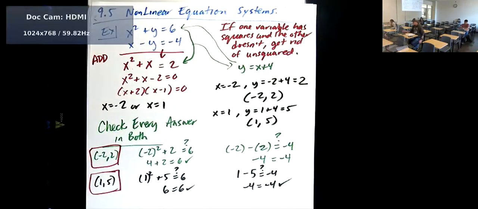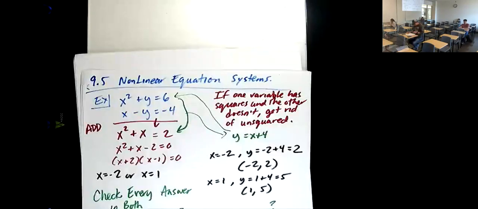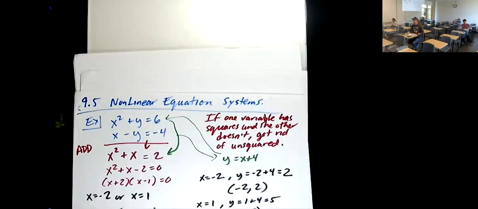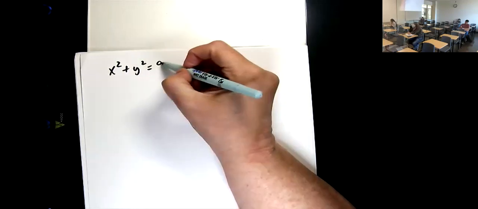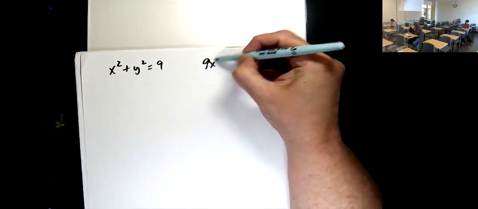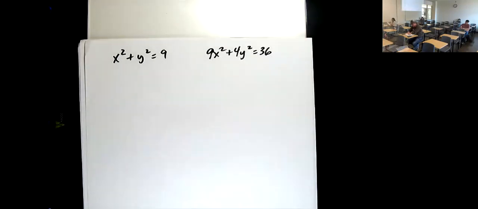Ready for more? X squared plus y squared equals 9. And 9x squared plus 4y squared equals 36. One of these is a circle, one of these is an ellipse. Chapter 10 is on learning how to graph all this stuff. So we'll be doing circles and ellipses and hyperbolas in chapter 10.